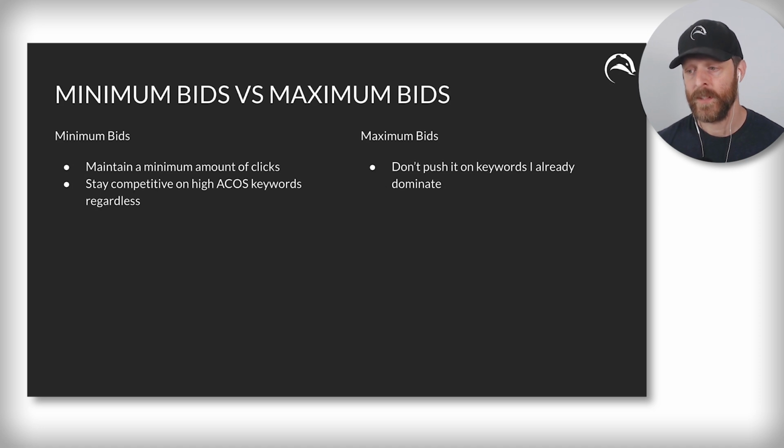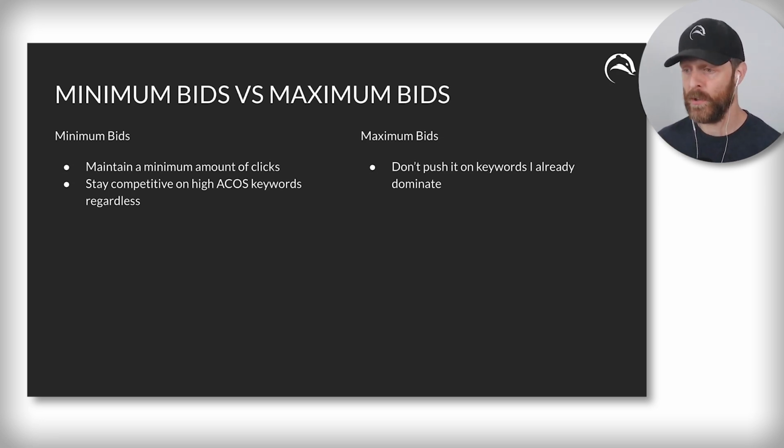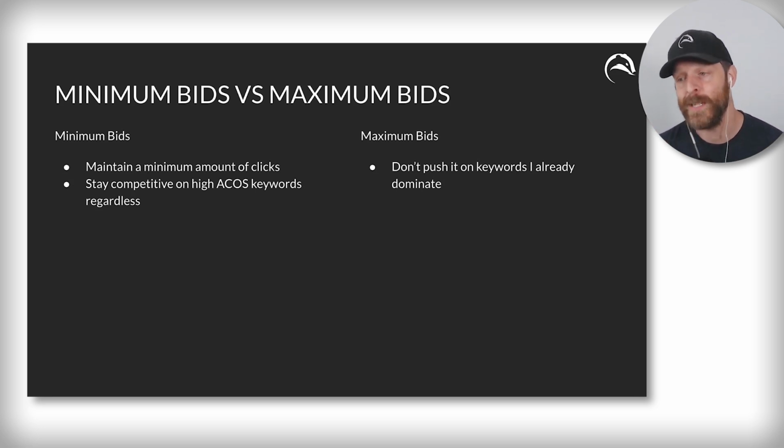So again, minimum bids allow you to maintain a certain amount of clicks over time. It allows you to stay competitive for keywords that maybe have a high ACoS. And on the maximum side, you set a maximum bid because maybe you don't want to push it, because you're already dominant for it. Or maybe you don't want to push it because you're testing a lot right now. You don't want to test too much too soon. So having this concept of a minimum and maximum bid and then working within that is an advanced to intermediate bidding strategy that everyone out there in Badger Nation should be aware of.